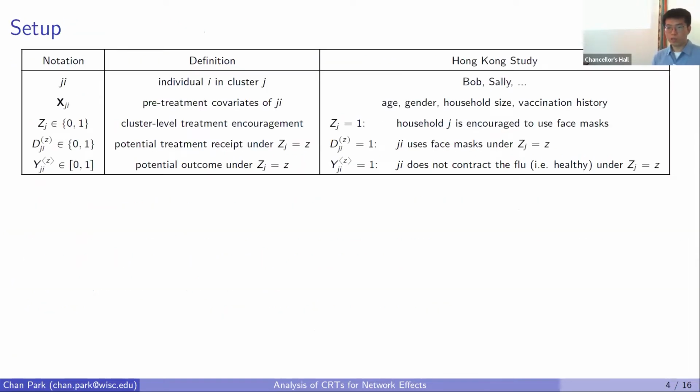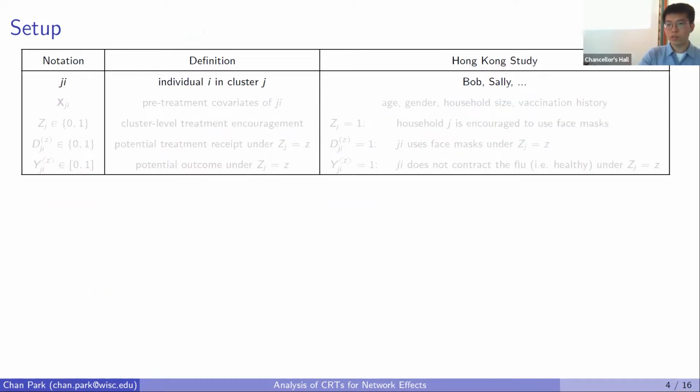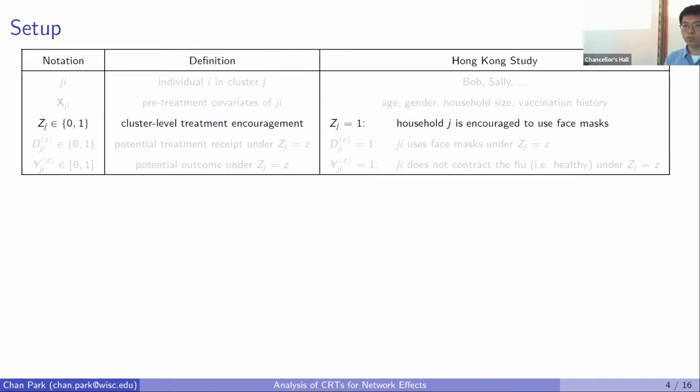So this is the most painful slide. I'm going to rush through the notation very briefly. I use double subscript JI to denote individual I in cluster J, such as Bob, Sally, or Chen. And I use X_JI to denote the pre-treatment covariates of the individual, such as age, gender, household size, or vaccination history. And Z_J is a binary variable which shows the cluster-level treatment encouragement, where Z equals 1 means the household is encouraged to use face masks.